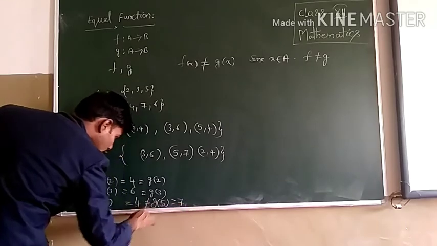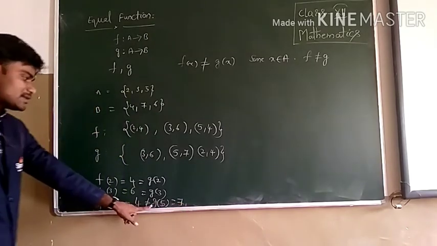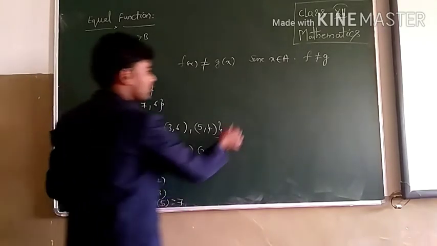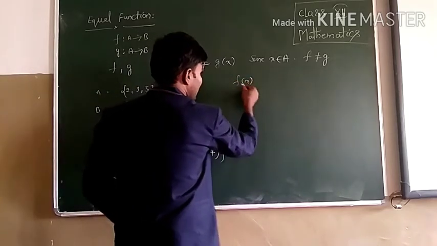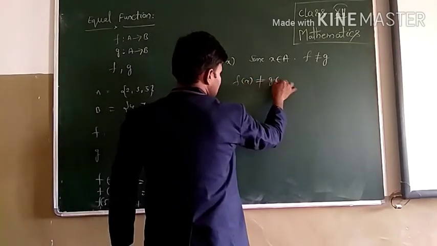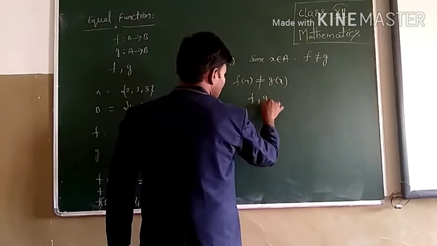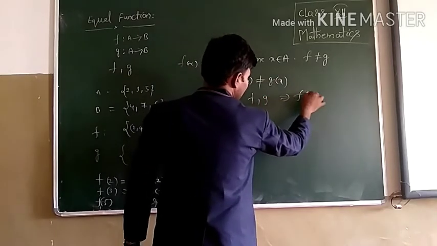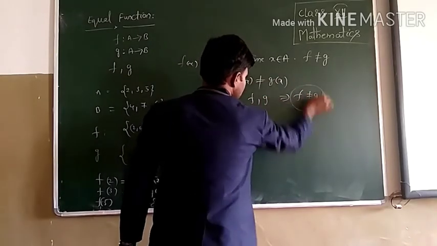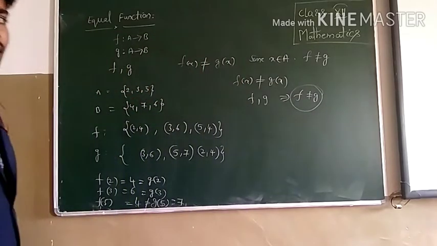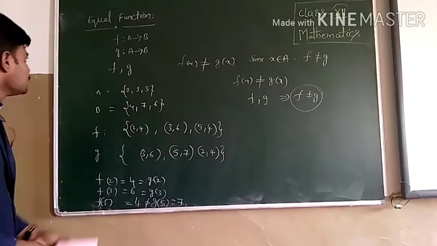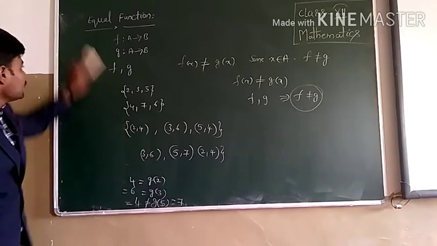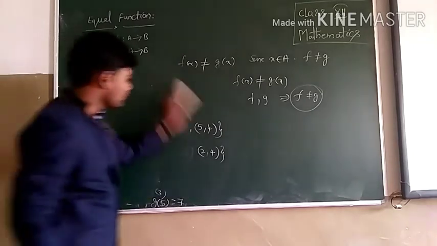So these two are not equal, right? f of 5 is not equal to g of 5. Finally, we conclude that f of x is not equal to g of x. So f and g are not equal, or unequal functions. f is not equal to g. So these are the main important types of functions, equal and unequal functions.